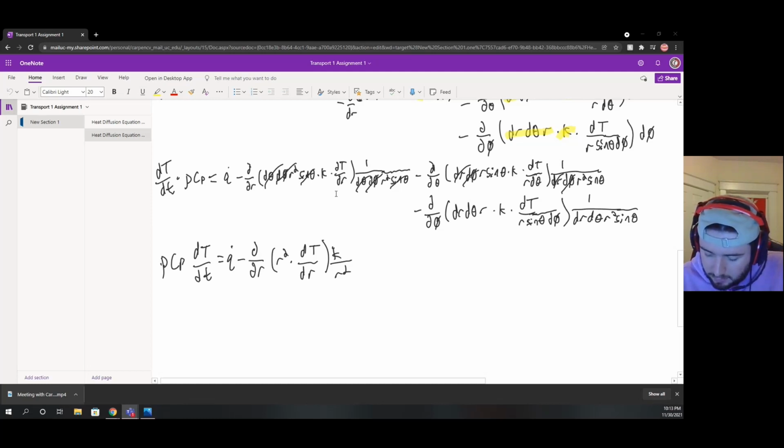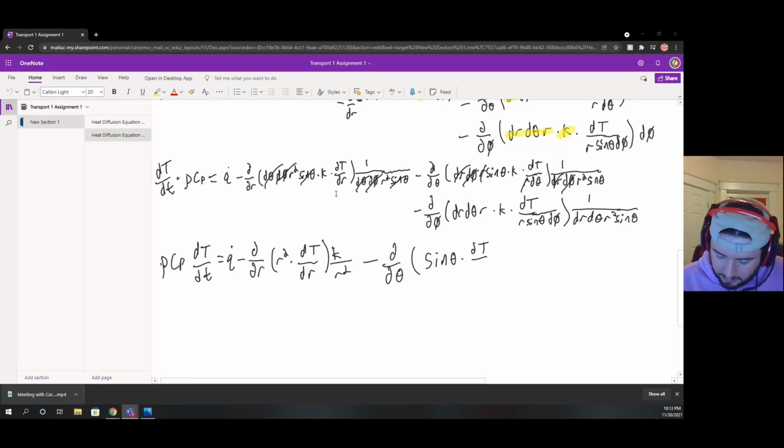And then looking at the theta term, we can cancel dr, sorry, dr, d phi. We can't cancel that sine theta, but we can cancel this r right here, leaving us with the partial derivative in terms of theta times sine of theta times the change in temperature in terms of theta, and then outside we have k over r squared sine theta.